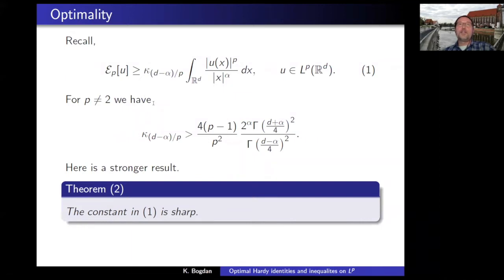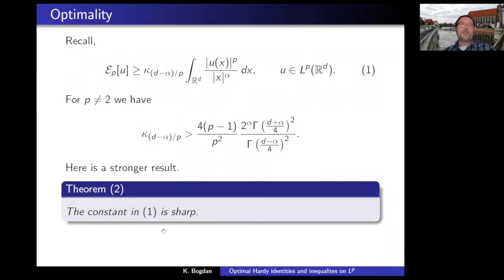I already stated this inequality from Mazya and Shaposhnikova, which had the right-hand side with this constant. That's the best constant for the case of p equal to 2, and that's this extra factor resulting from the comparison of this Bregman divergence, basically. So first of all, our constant is bigger, at least for p different than 2, because for p equal to 2 they are equal.